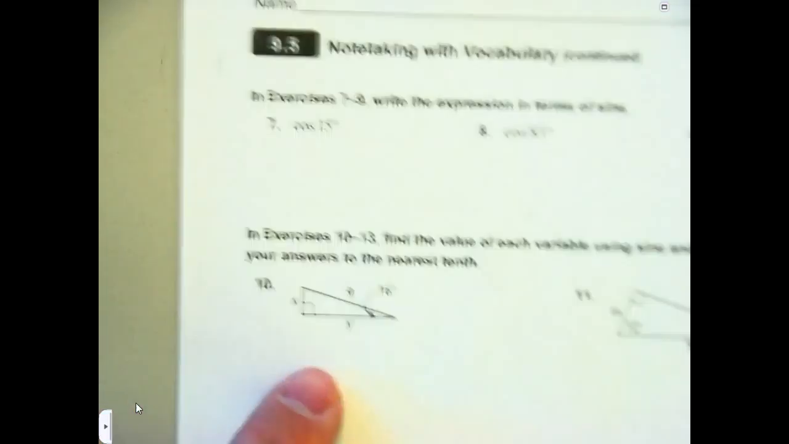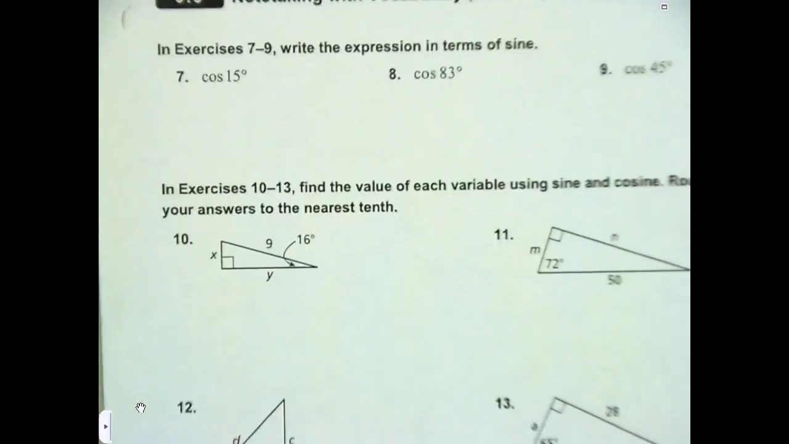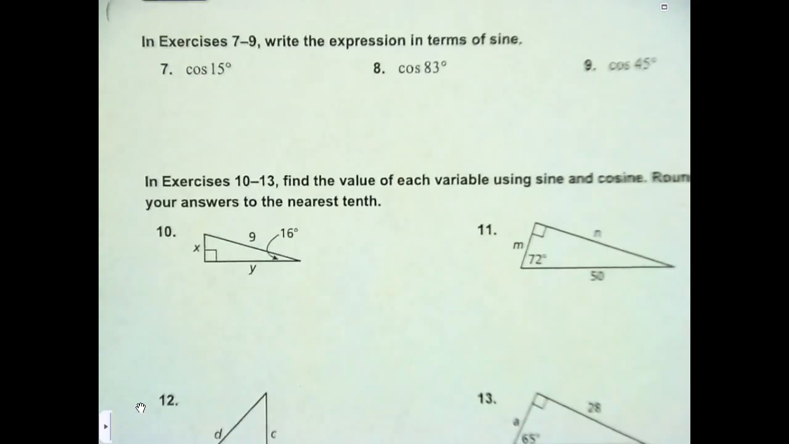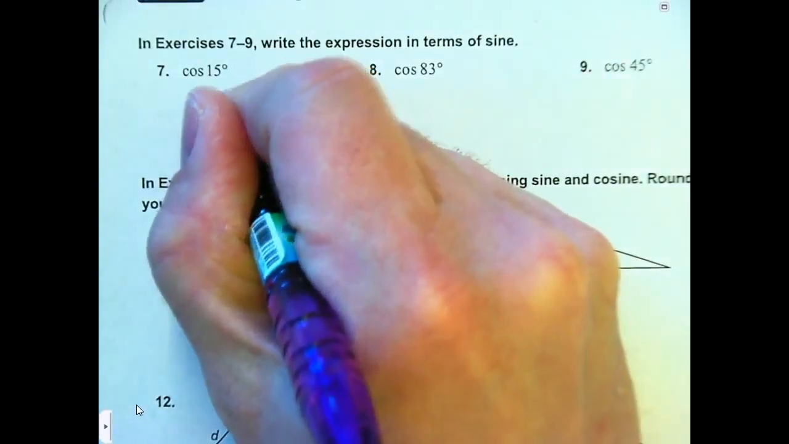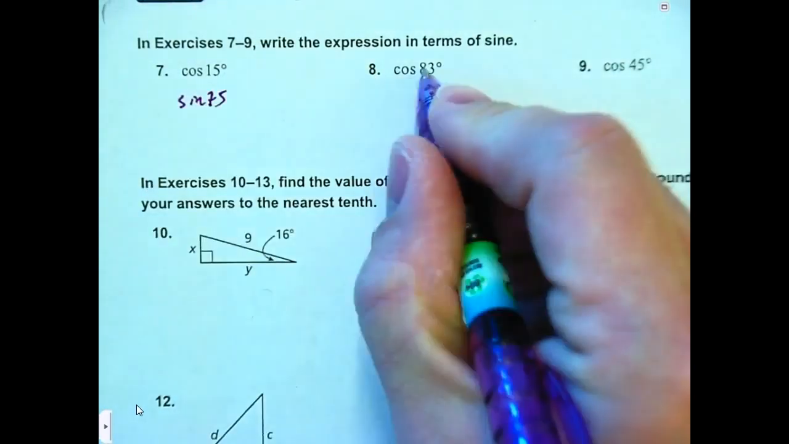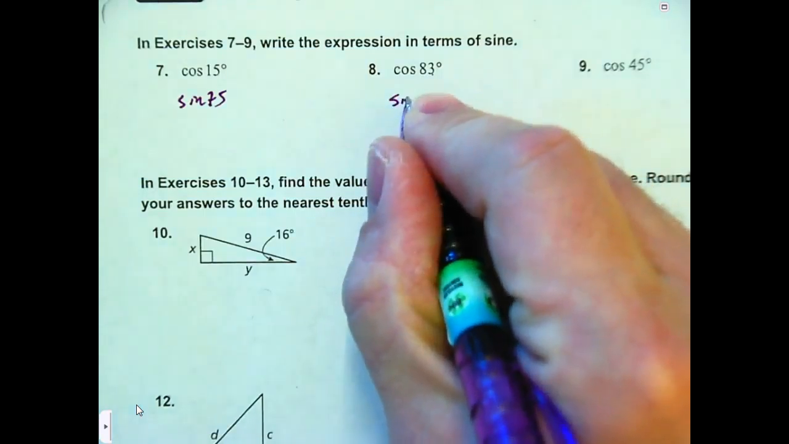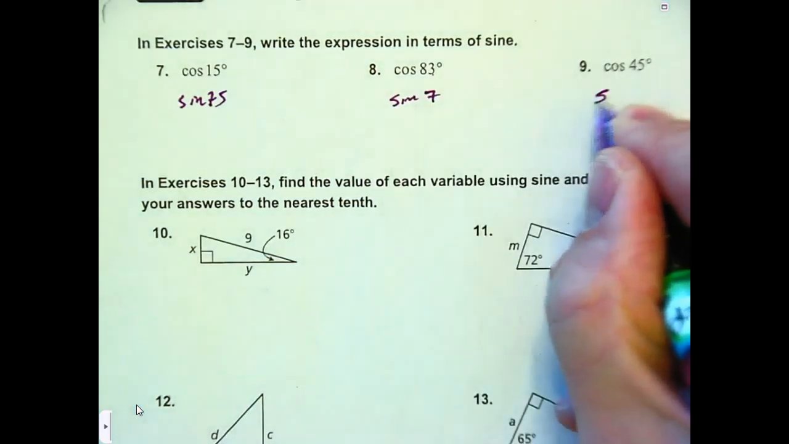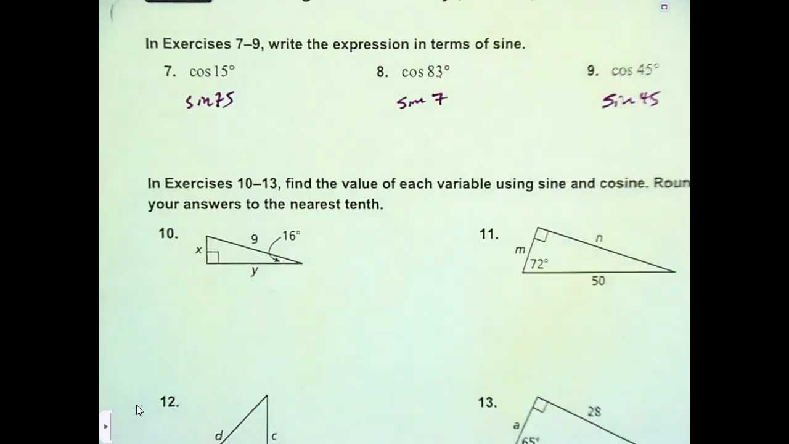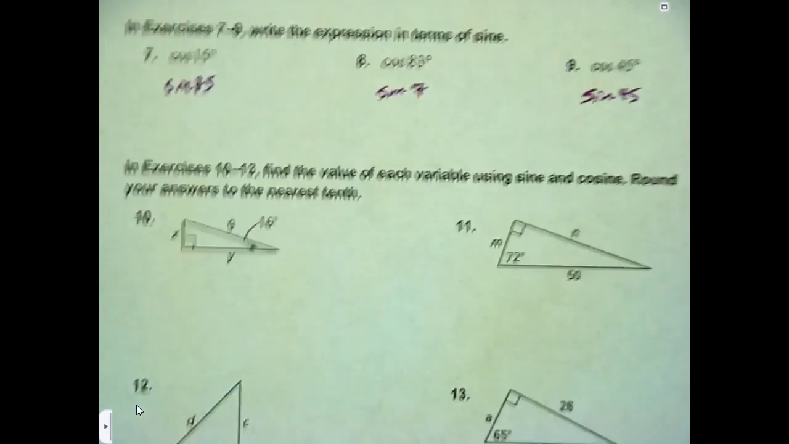Okay, let's try the same thing on the next page. Numbers 7, 8, and 9. Come up with the sine values that will be the same as the cosines on 7, 8, 9. Okay, what adds up to 90 here? 75, so sine 75. What adds up to 90? 7. And what adds up to 90? 45. There we got it. Same values.